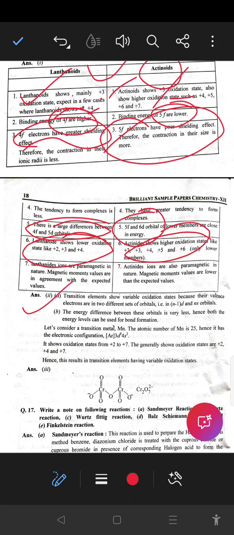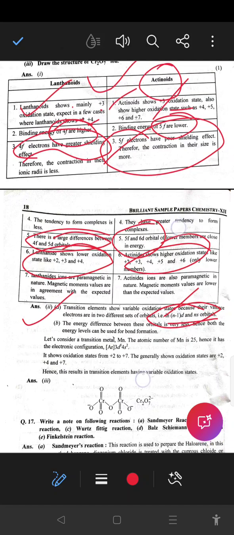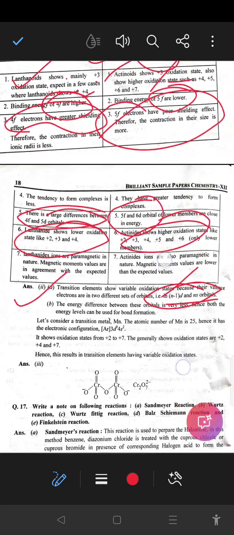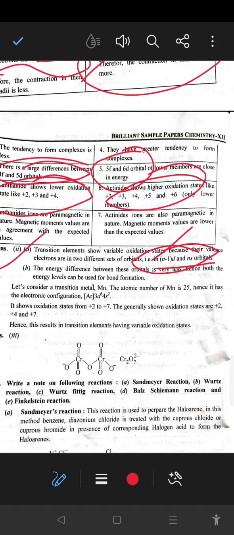The second question: transition metals have a tendency to show variable oxidation states. This is due to the (n-1)d and ns orbitals, and second, the energy difference. The energy difference between these orbitals is very small, and hence they can easily take part in bond formation.